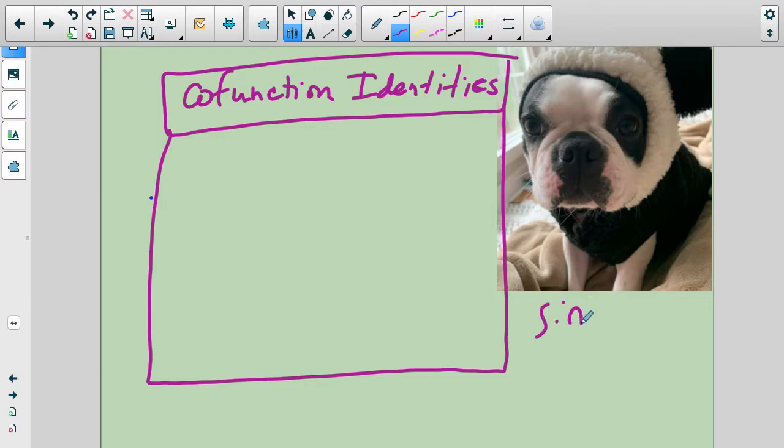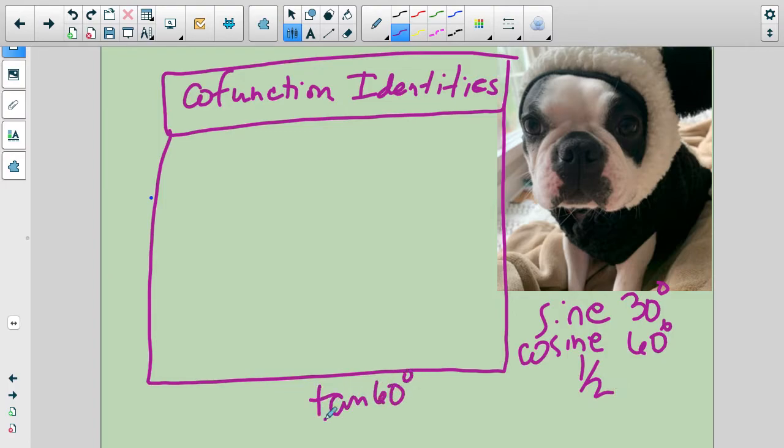Tell me other things you may not have noticed. Sine of 30 degrees and cosine of 60 degrees. Are they equal? They are both 1/2, okay? Tangent of 60 degrees and cotangent, we write it COT, but tangent of 60 and cotangent of 30, those are also the same. They're both square root of 3 over 3, okay?